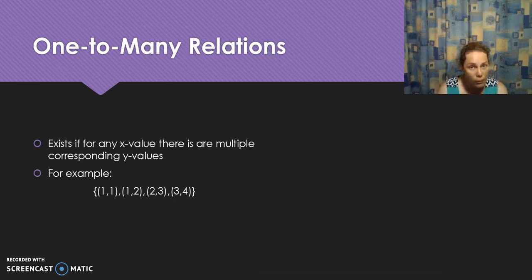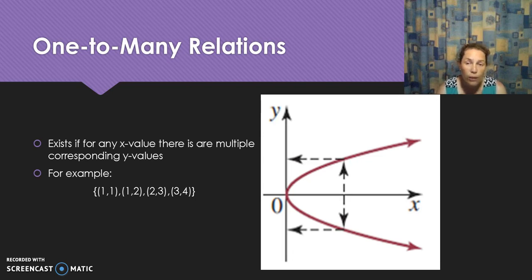We have one-to-many relations. It exists if for any x value there are multiple corresponding y values. So once again, here's what some coordinates might look like. And you can see that for the x value of 1, we have multiple y values, being 1 and 2. Here's an example of what that relation might graph as.